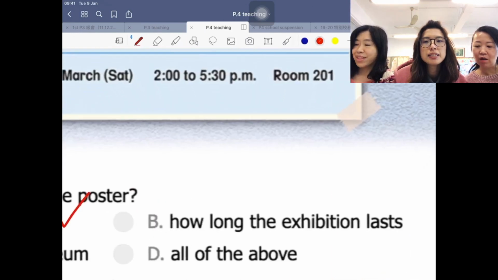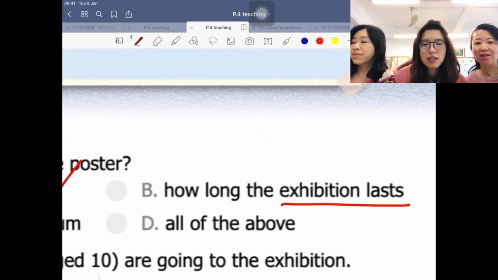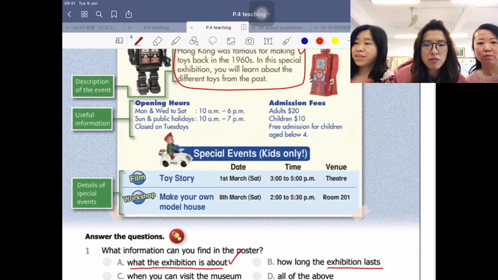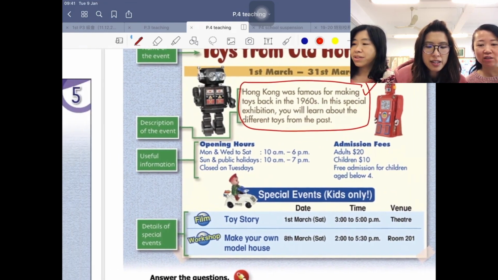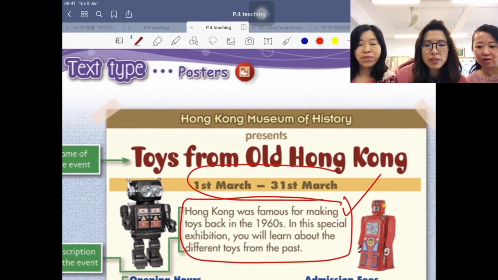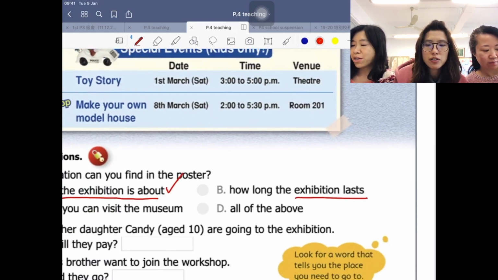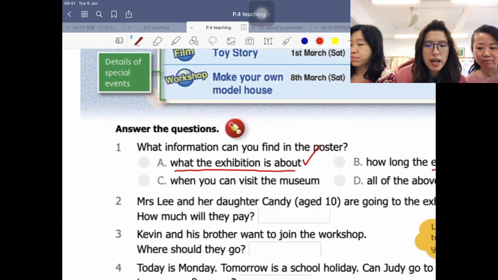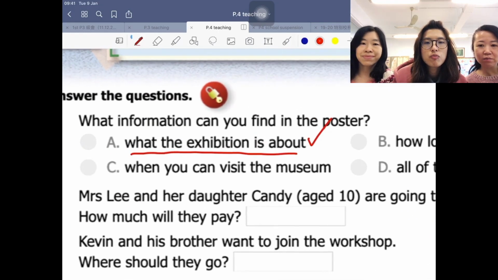So B. How long the exhibition lasts? And we talked about this, how long the exhibition lasts. There's another word for that. Duration. Right, it's called the duration. So we find it here. It's the 1st of March to 31st of March, so we already know this one. And C. When you can visit the museum?